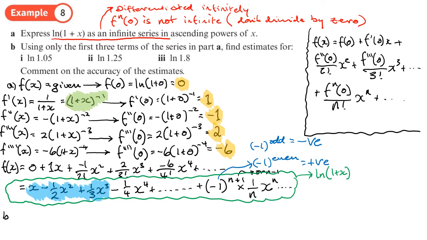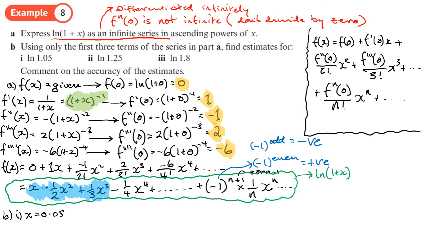Now, because we've done the expansion of log of 1 plus x, we don't make x 1.05, because we've already got 1 in a bracket. We make x what we need to add to 1 to get 1.05. So x is going to be 0.05. That's what x will be.